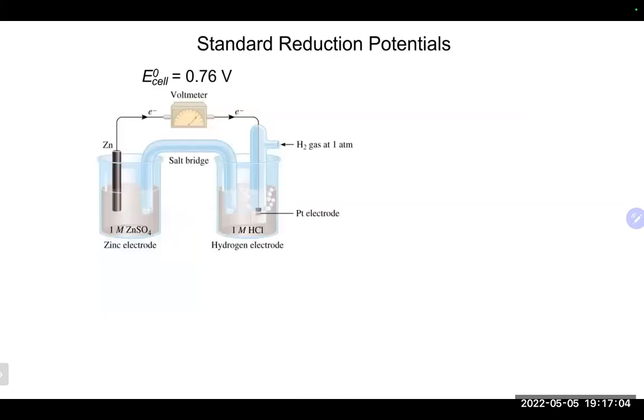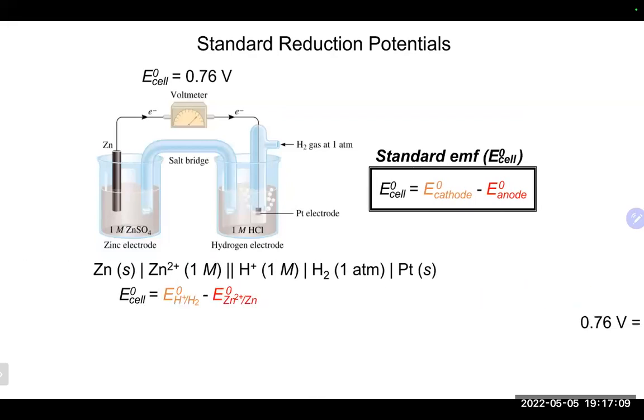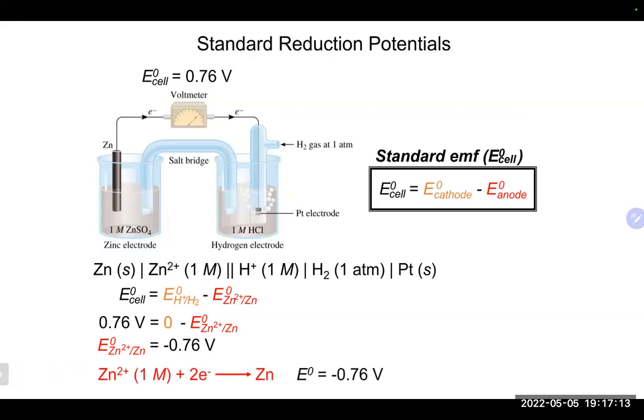So if we take the one we just were looking at, which is the zinc and our hydrogen gas, and again assigning the value for the hydrogen electrode as 0, we could calculate the standard reduction potential of zinc in this case. So when they put this cell together, they get a cell voltage of 0.76 volts.